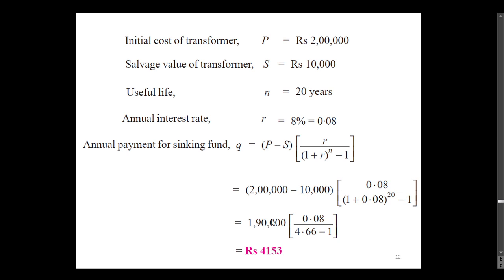so that at the end of 20 years we will be able to collect the cost equal to P minus S, that is 1,90,000. And with the 10,000 salvage value, we can collect the rupees 2 lakh, so we can purchase the new transformer. So this is how we can find out how much amount we have to keep aside by using the sinking fund method.